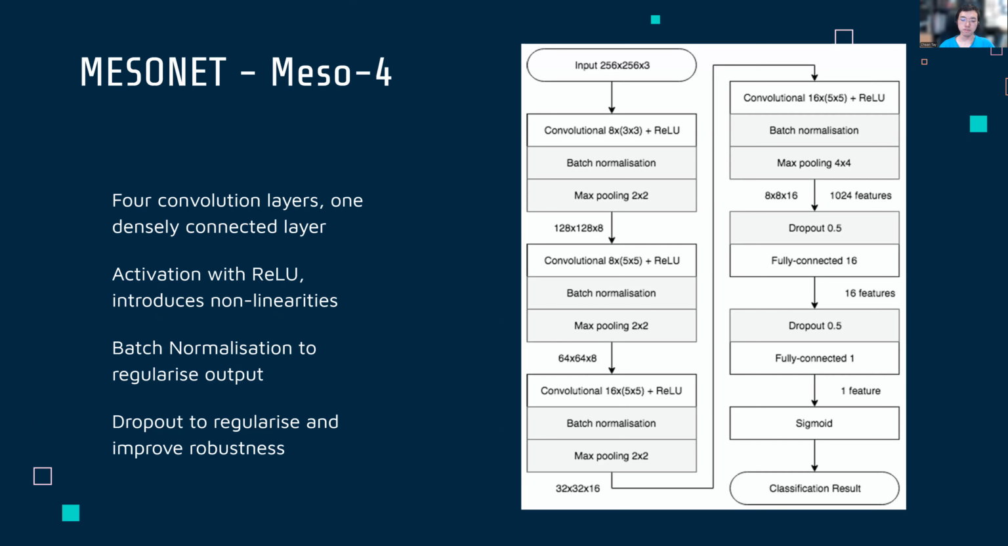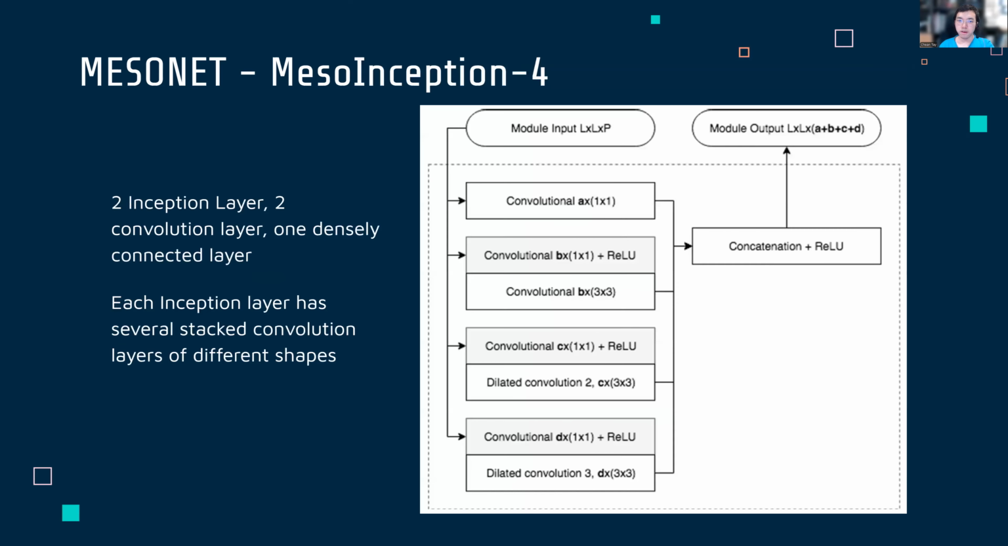ReLU activation functions were used in this case to introduce non-linearities, while batch normalization helps in regularizing the output and preventing the vanishing gradient effect. For the last densely connected layer, dropout was used as a way of regularization and robustness improvement. The second network architecture is Meso-Inception-4.